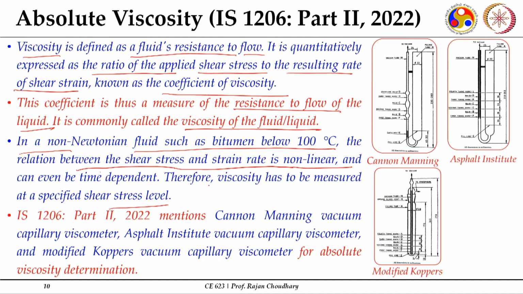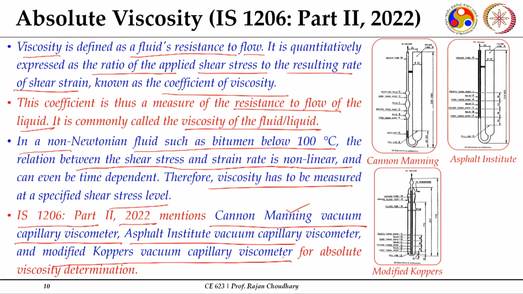The temperature which is recommended is 60 degree centigrade. For this, the code which is referred to is IS 1206 part 2, 2022 version, and it mentions three types of vacuum capillary viscometers. One is Cannon-Manning, which is the most widely used, the Asphalt Institute vacuum capillary viscometer, and the modified Koppers vacuum capillary viscometer. These are the pictures of these three types of capillary viscometers, which are used to measure the viscosity of your bitumen.